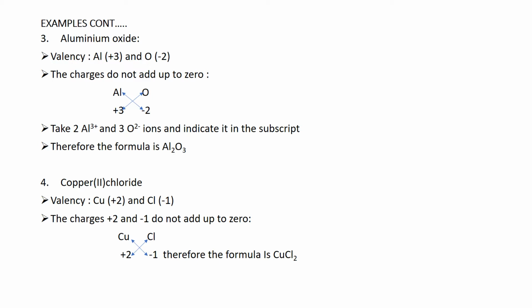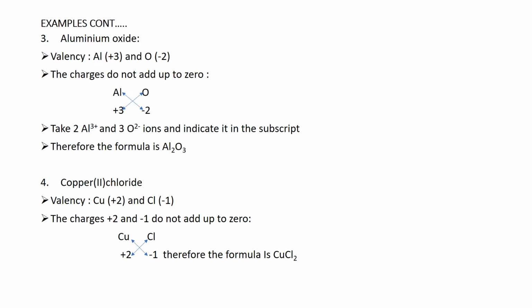Another example is aluminium oxide. Aluminium has a valency of +3 and oxygen has a valency of -2. The charges do not add up to 0 again, so we use the crossover method. We will need 2 aluminium ions and 3 oxygen ions, so that we get +6 and -6, which will add up to 0. So our formula will be Al2O3.